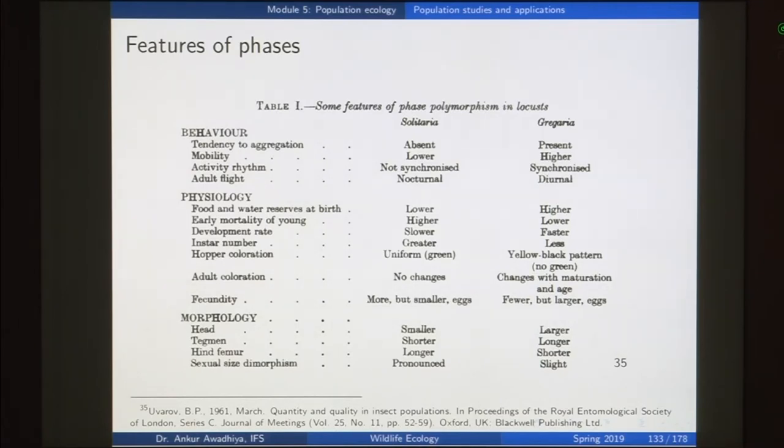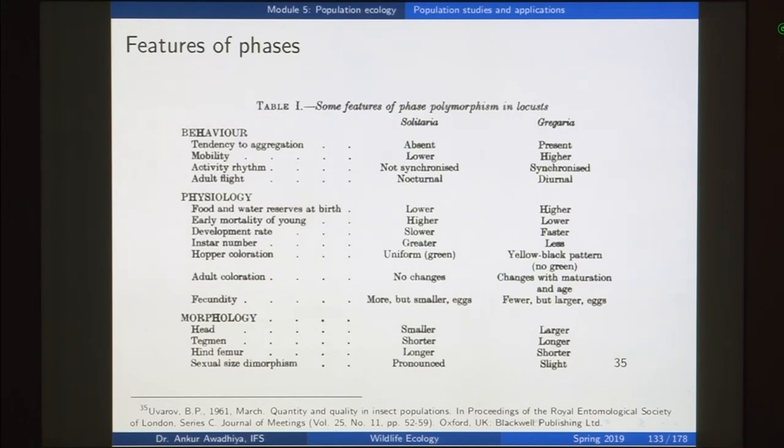Then if you look at the physiology, the food and water reserves in the case of solitary are lower, and they are higher in gregarious. Early mortality of the young is higher in the solitary phase and lower in the gregarious phase. The development rate is faster in the case of gregarious. So, in the case of gregarious, you will have less mortality of the young ones and a very fast conversion into adults. The number of instars is also less.